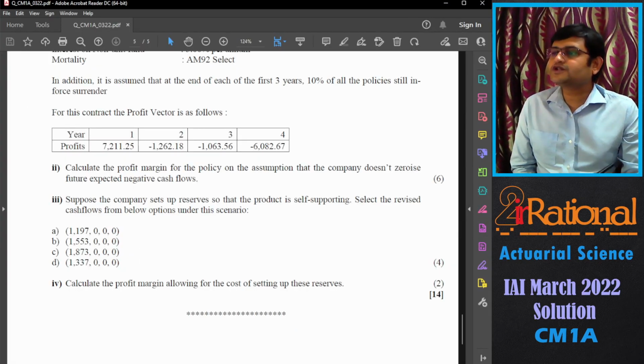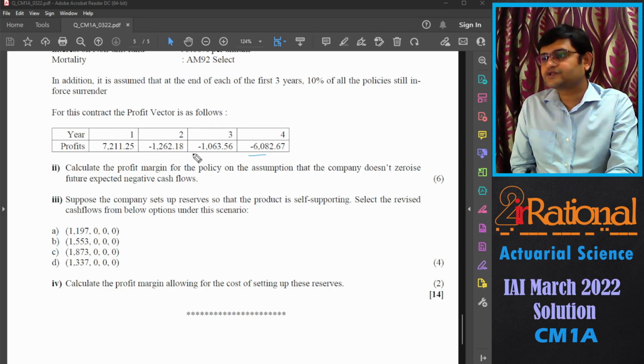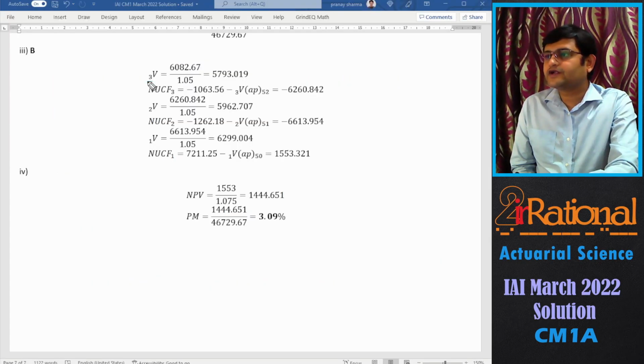Third part, suppose the company sets up reserves so that the product is self-supporting. Select the reserve revised cash flow from below option under this scenario. Now, because this is an MCQ style question, you should answer only in ABCD. You don't have to show any of these calculations. Like here, clearly first year is positive, but second, third and fourth year all are negative cash flow, so we'll have to zeroize them. So calculate the reserve that should be kept at the end of the third year.